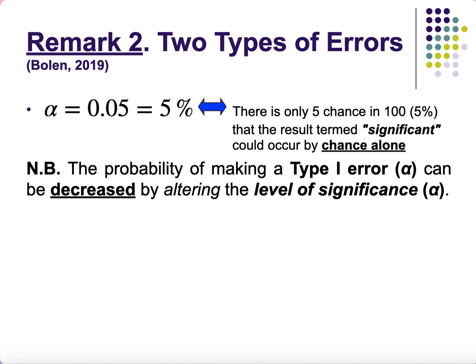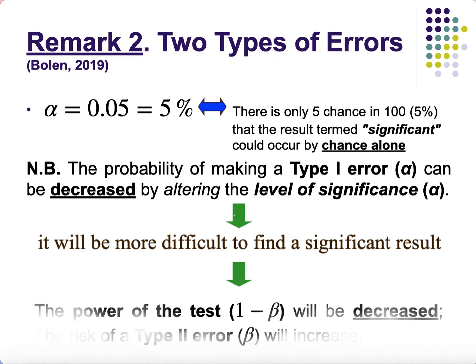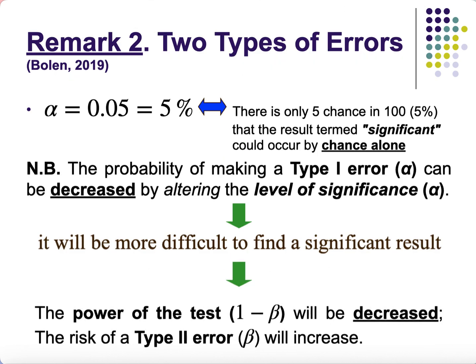So what you need to do is just adjust the alpha level, and you can actually control the probability of type 1 error, though the price for that will be the opposite of what would happen before. It will be more difficult to find a significant result, because it results in a smaller rejection region, and of course it will be safer, but it would be difficult to find a significant value for a test. Therefore the power of the test will be decreased.